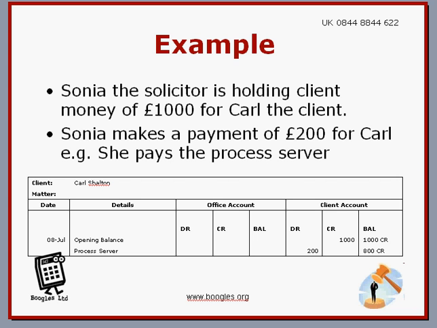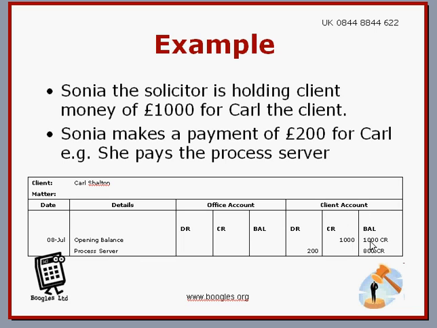For example, Sonia the solicitor is holding client money of £1,000 for Carl the client. Sonia makes a payment of £200 for Carl. She pays the process server, so she pays an amount on his behalf. So in her books of accounts, we've got the name of the client and the matter. So that could be conveyancing, it could be family, could be litigation, could be anything. And what we have is an opening balance and the date, and then what they've paid, which is the process server, and it's come from the client account.